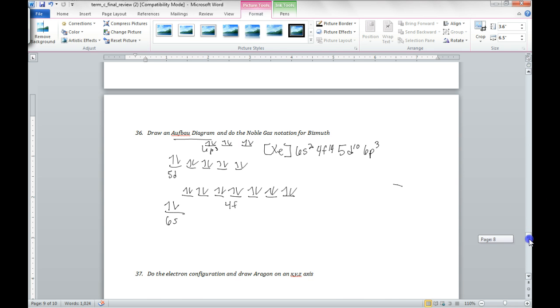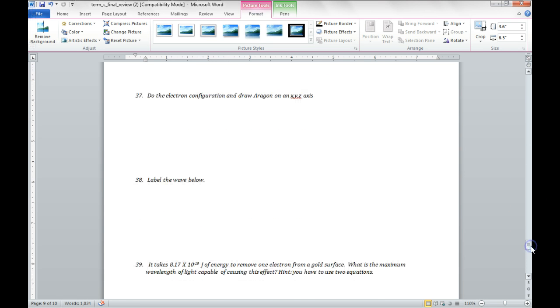Next is argon on the electron configuration and drawing just drawing electron configuration on the XYZ axis. So you can draw argon. Argon is number 18 on the periodic table, so it's going to be 1s2, 2s2, 2p6, 3s2, 3p6. It's a good one to draw.